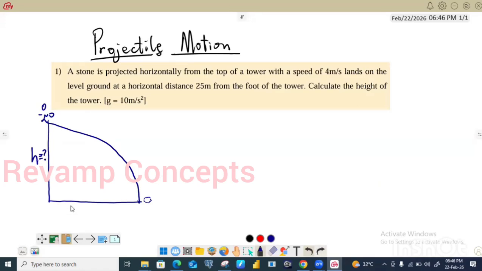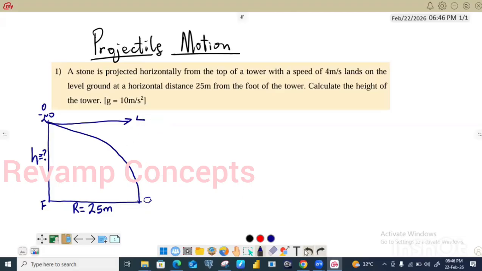And according to the question, it lands there at a horizontal distance of 25 meters from the foot of the tower. If this is the foot of the tower, the stone is 25 meters from the foot of the tower. And the stone is projected horizontally, as I explained at the beginning, with a velocity of 4 meters per second.